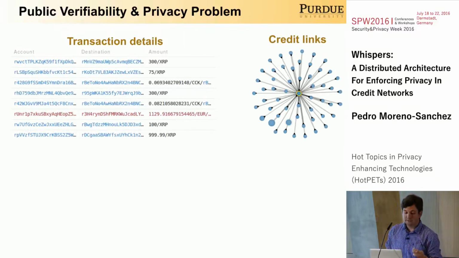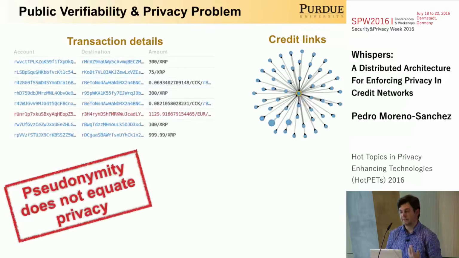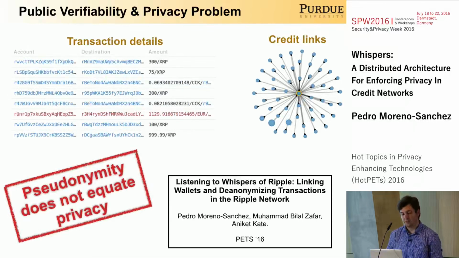Accounts in Ripple are defined by a pseudonym, and as we know already, pseudonymity doesn't really give us privacy at all. And actually, yesterday we saw a really awesome talk in which we saw how to link different wallets and how to anonymize transactions in a Ripple network. In the work that I'm presenting today, we are trying to solve the privacy problem in Ripple.